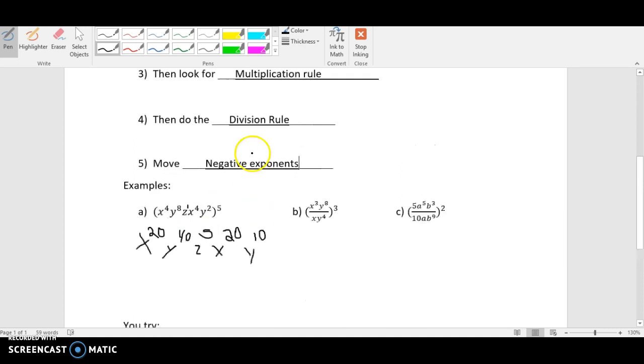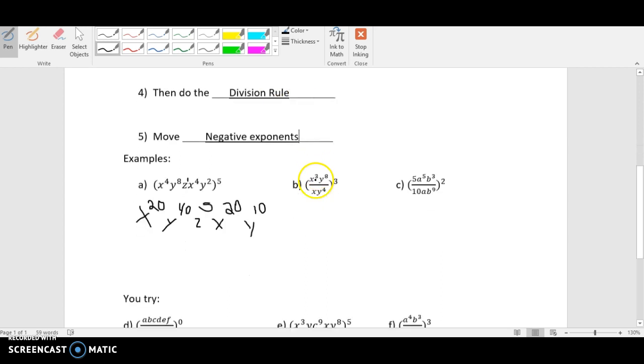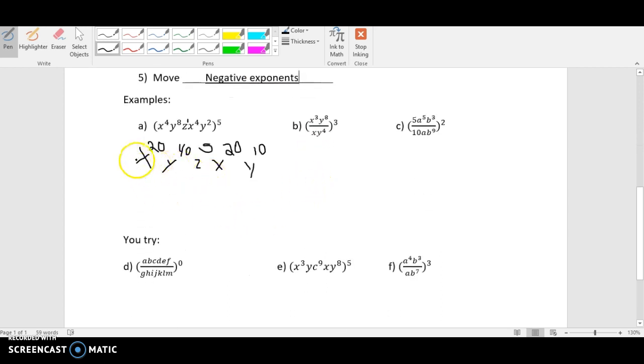After I do my power to a power rule, the next one I'm going to look for is the multiplication rule. I can see here that I have bases being multiplied, so I can add those exponents together. So 20 and 20 is going to give me x to the 40th. The 40 and the 10 is going to give me y to the 50th. And the last one, the z to the 5th, is going to just stay by itself. It has nothing to add to.